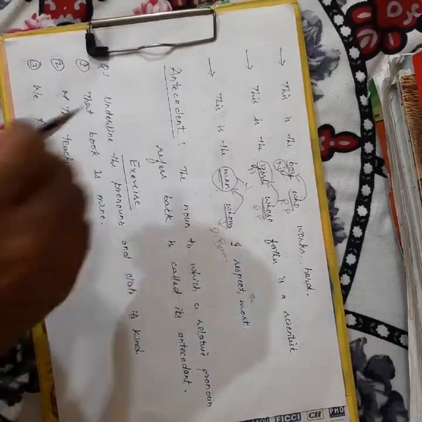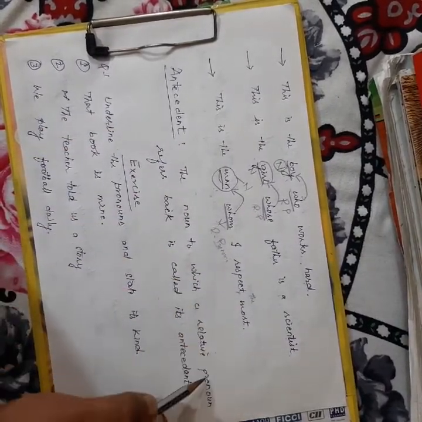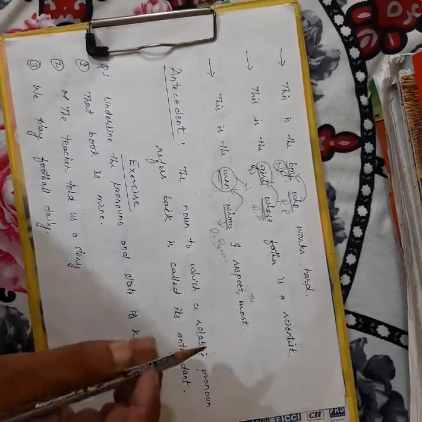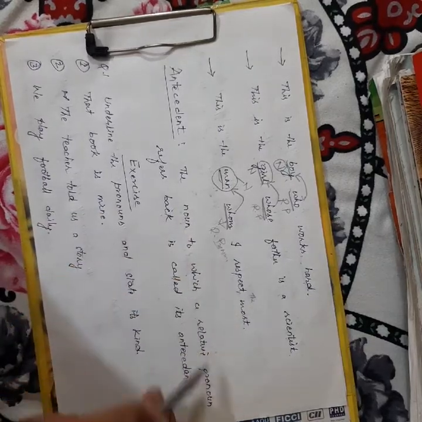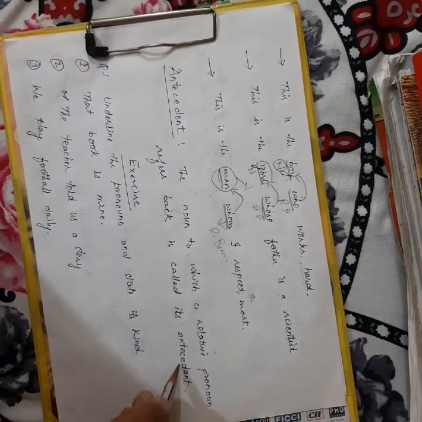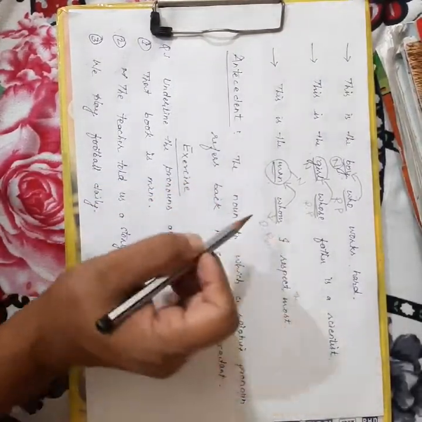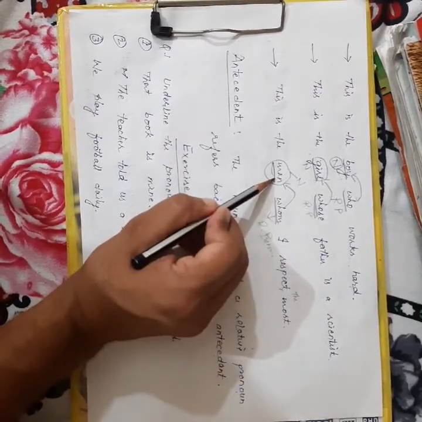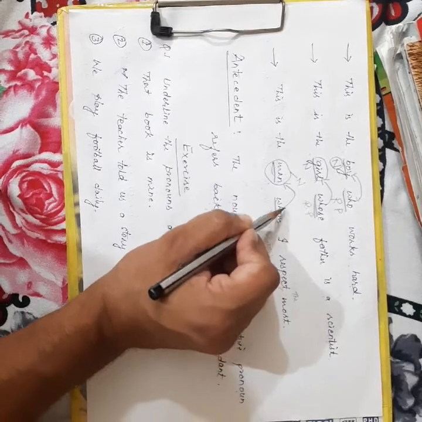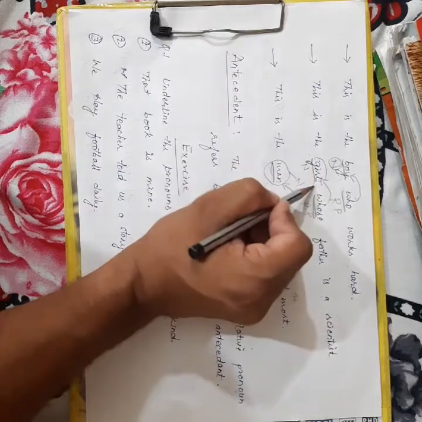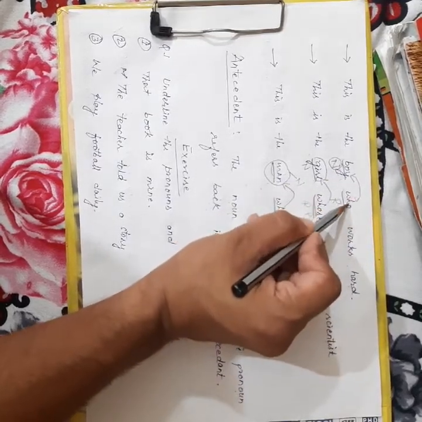Now, antecedent is a word that is also included in the relatives. The noun to which a relative pronoun refers back is called its antecedent. You can see it in the examples. Here the word man is the antecedent of the word whom, because whom is referring to what? Noun. So man is the antecedent of whom. In this sentence, girl is the antecedent of the relative pronoun whose. Likewise, boy is the antecedent of who.